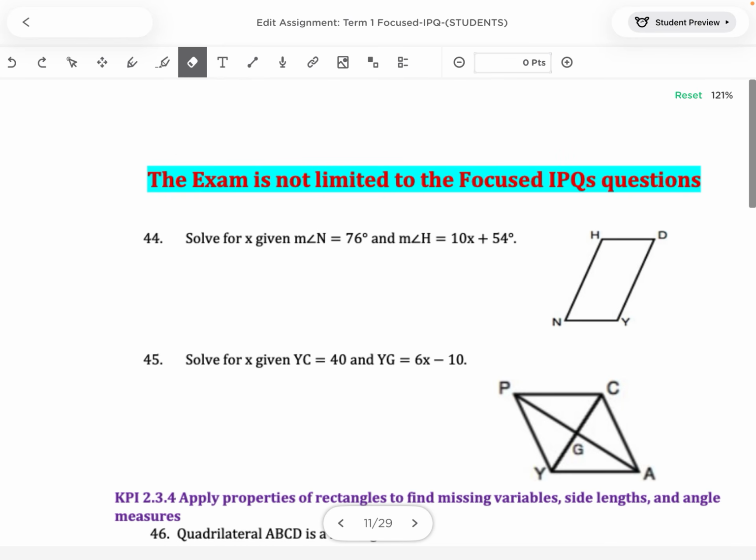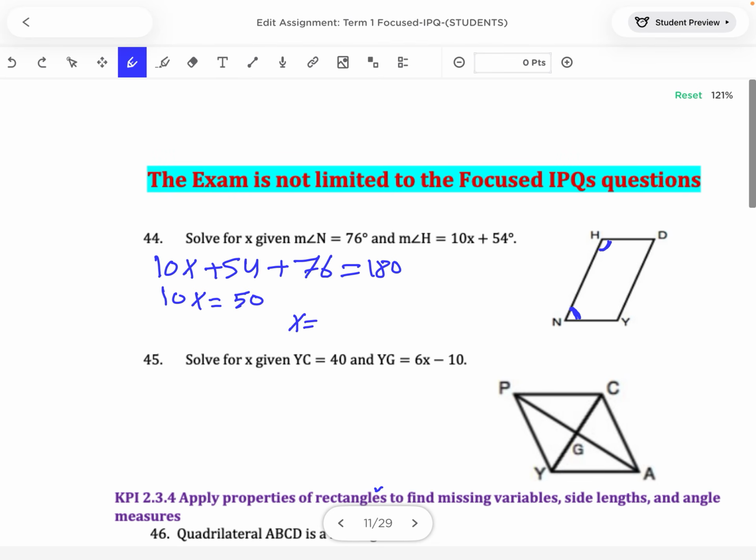Solve for x. They give us measure of angle N. They give us measure of angle H, and these two are consecutive, so their sum is 180. 10x plus 54 plus 76 equal 180. So 10x will be 180 minus 76 minus 54, which will be 50. That means x equals 5.